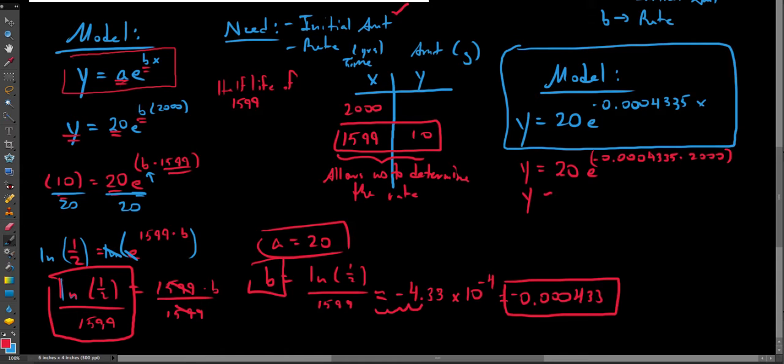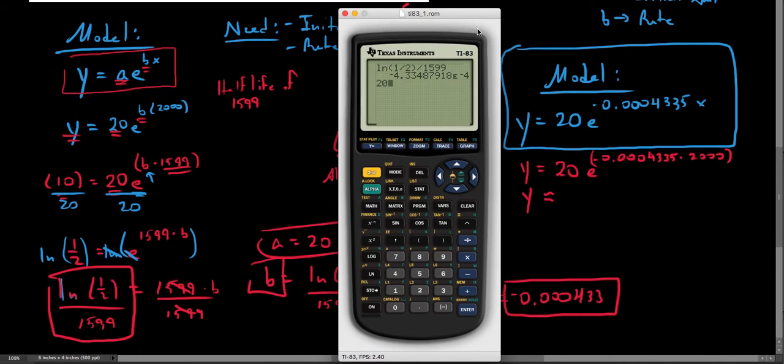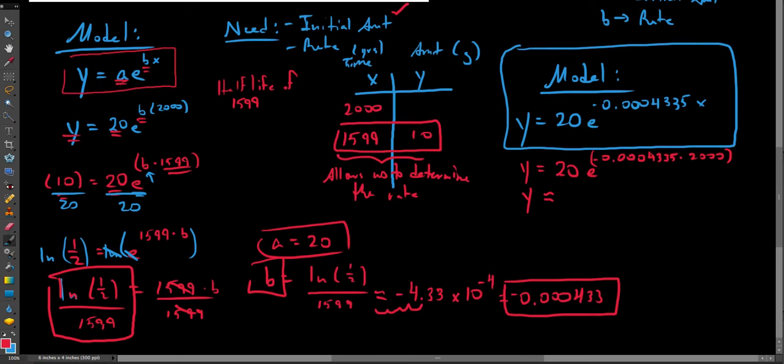So let's go ahead and get a value for this. It looks like we would have, let me go ahead and get my calculator rocking, 20 e to the power of negative 0.00043335 times 2,000. We have to end that parenthesis, so it does our exponent first. We get about 8.40, and this is 8.40 grams of material left.